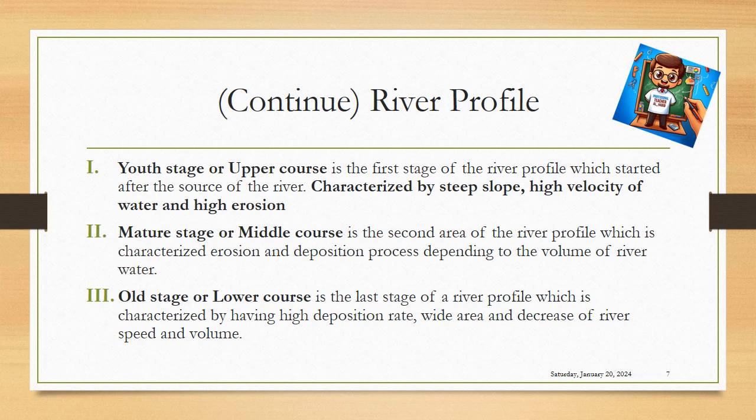3. Old stage or lower course is the last stage of a river profile, which is characterized by a high deposition rate, wide area and decrease of river speed and volume. In this section, deposition on the river course is the main function. The gradient of the river is very low, and so deposition occurs due to insufficient energy of the river to carry its load. For more understanding, please carefully observe the coming diagram in the coming slide.